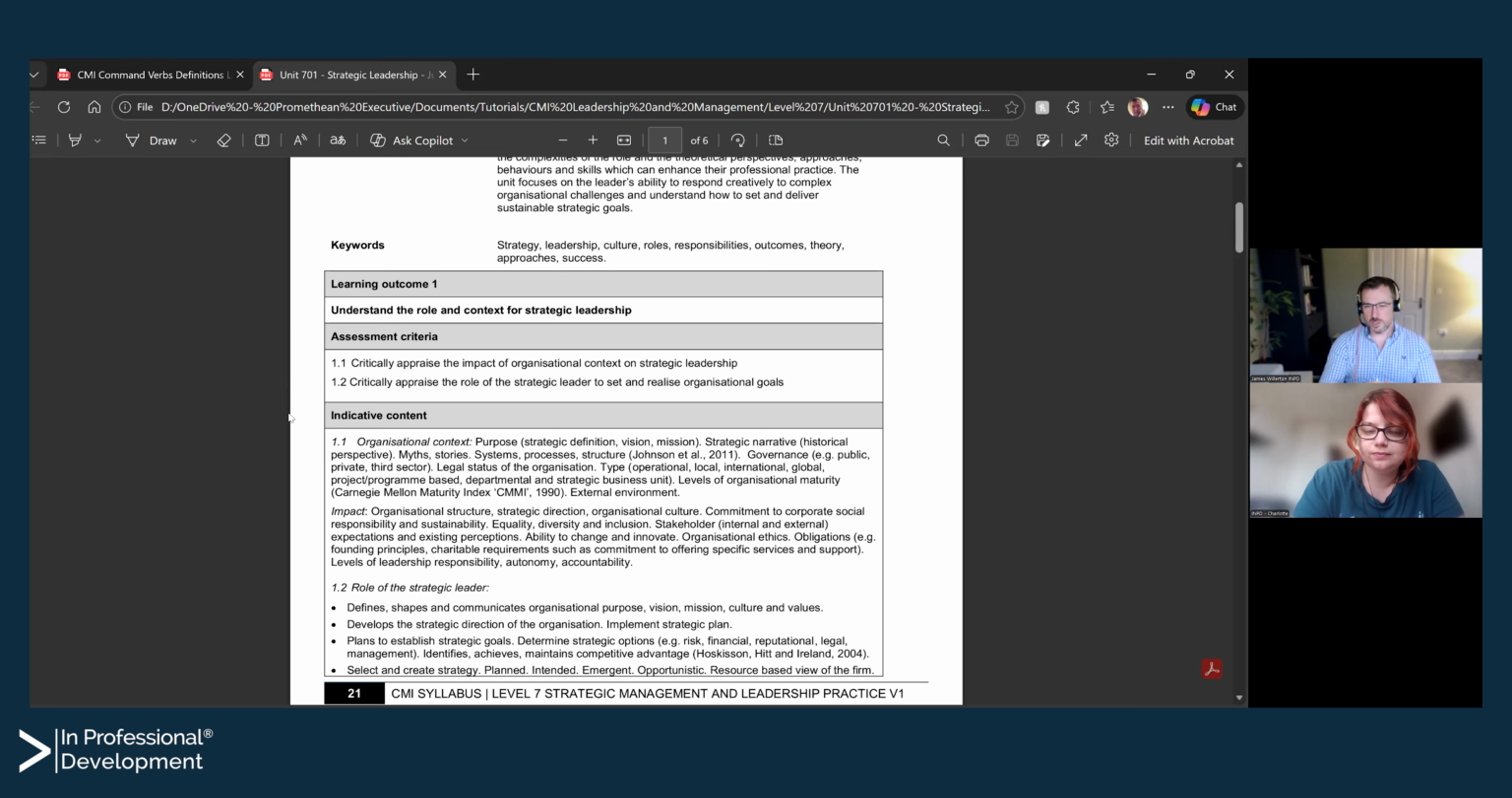1.2, then, we're asked to critically appraise the role of the strategic leader to set and realize organizational goals. So again, here I'd advise you might want to break this down into component parts. Definitions wise, you've already kind of defined strategic leadership. So by inference, that's what a strategic leader does.